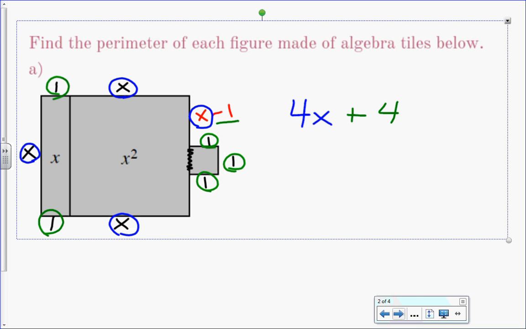Now, a couple of people I saw wrote 4x plus 5 minus 1. That's correct, but we want to try to get it as simplified as possible. So you should try to get 4x plus 4.